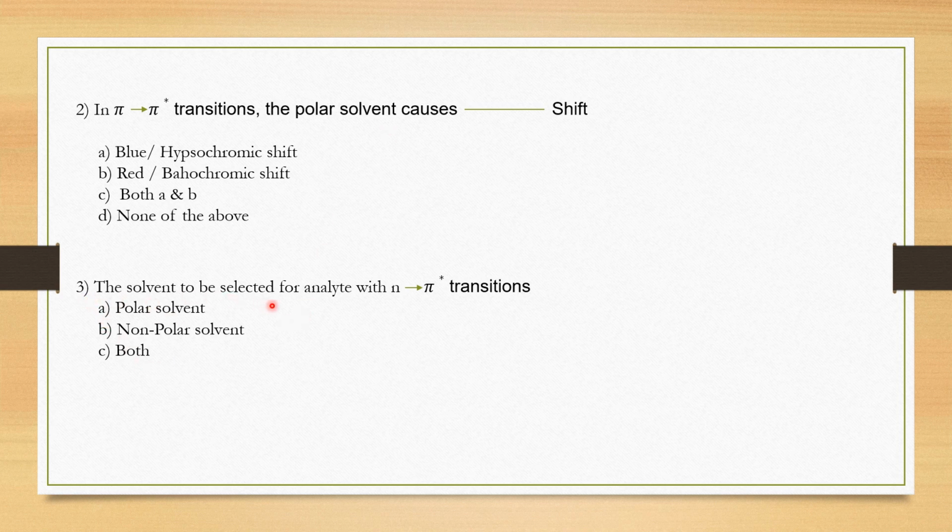Third one, the solvent to be selected for an analyte with n to pi star transitions. A. Polar solvent, B. Non-polar solvent, C. Both. The solvent to be selected for analyte with n to pi star transitions is non-polar solvent because polar solvent will not promote the n to pi star transitions.